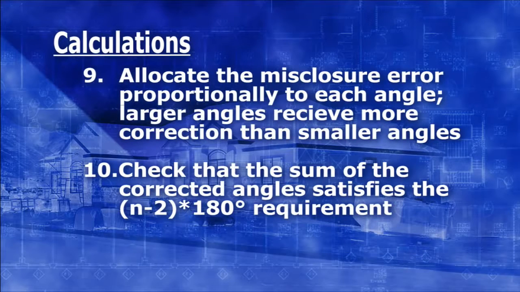Step 9, allocate the misclosure found in step 8 to each of the n angles on your polygonal traverse. Allocate this misclosure proportionately. Smaller angles receive less correction than larger angles. And finally, ensure that your adjusted polygonal traverse angles sum to the correct number.